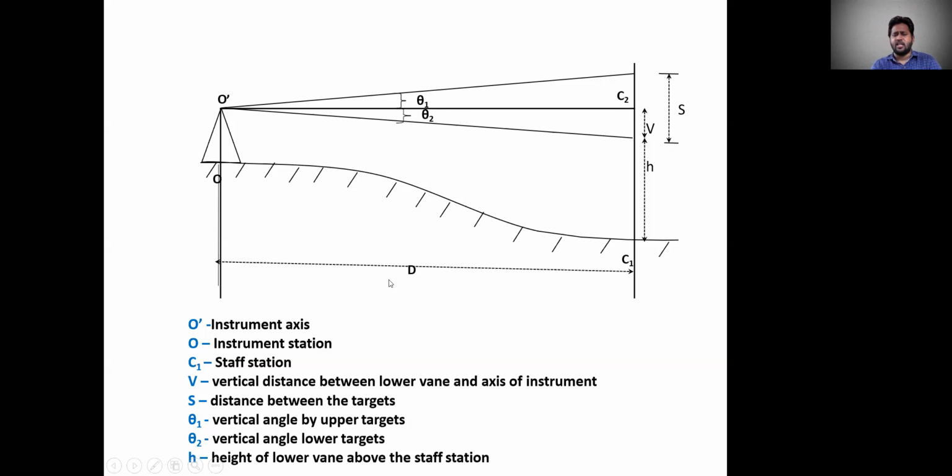We know S is nothing but the distance between the targets. Both the targets distance is called S, and the vertical distance between the lower vane and the axis of the instrument, that is called V. Small h is the height of the lower vane above the staff station. This is my staff station. To the lower vane is small h. So these are what we know. If this type of situation occurs, we are going to see how to solve the problem.